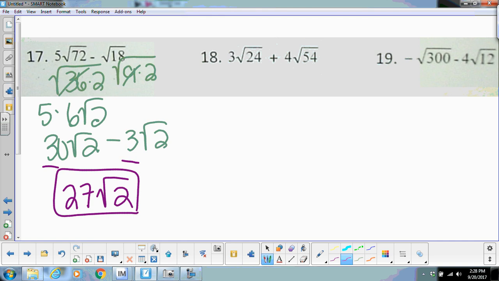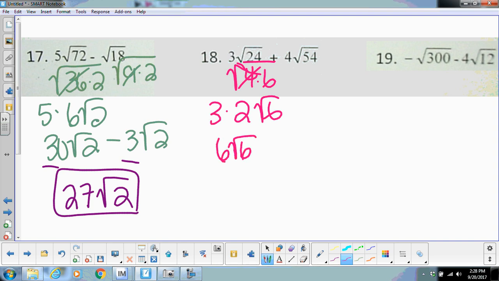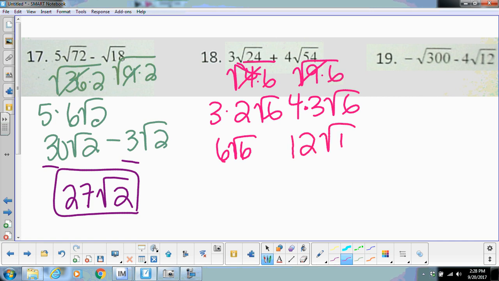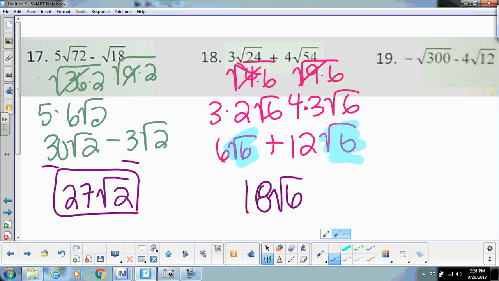Okay, for 24, I would use 4 times 6. It gives me a 2 radical 6 here, times the 3 out front gives me a 6 radical 6. 9 and 6 gives me a 3 radical 6 times the 4 in front. Gives me 12 radical 6, and we're going to add these together. Again, our radicals are now the same. So we just add the front numbers, and that's going to give me 18 radical 6.